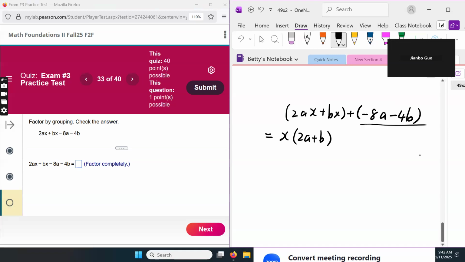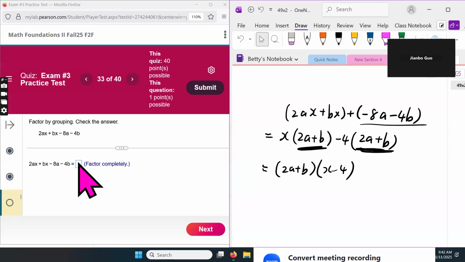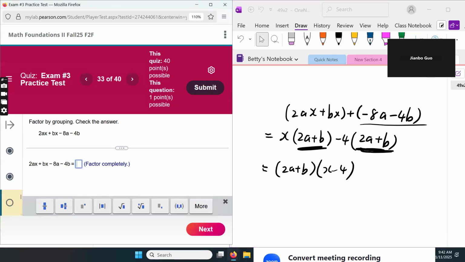The second group, we definitely need to factor the negative out, right? Besides that, we have to factor 4, so negative 4, and we have 2a plus b. Remember, we want the two parentheses to have the identical binomial. And then we factor the common binomial factor, left over x minus 4. Factorization, parentheses times parentheses. First parentheses, 2a plus b. Second parentheses, x minus 4. 2a plus b, x minus 4.